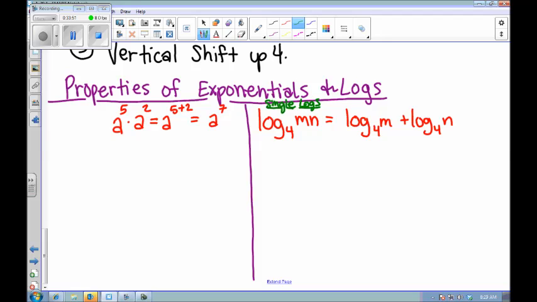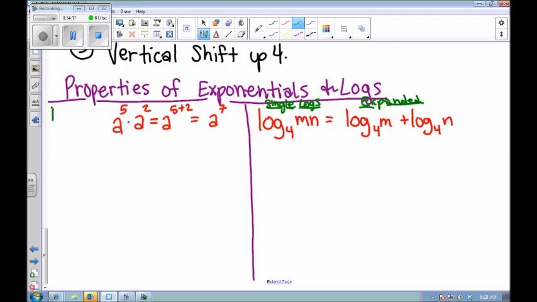And the right side will be our expanded form. And for your homework tonight, expanded, yeah, let's put expanded. You'll be taking a single log and expanding it, or taking an expanded log and compressing it into a single log. Okay, so you'll have to be used to going back and forth.